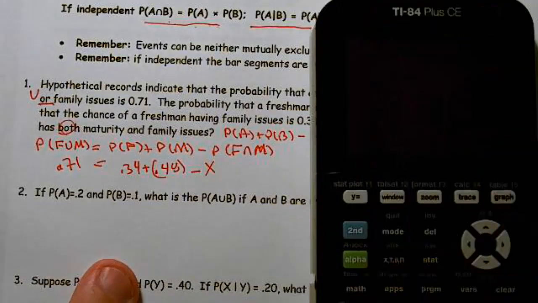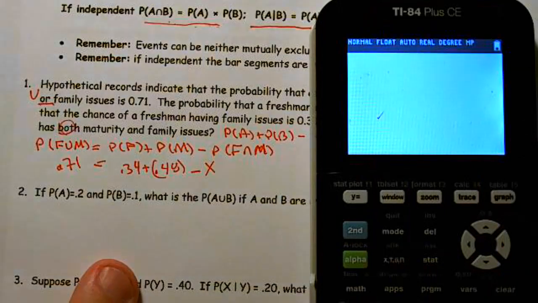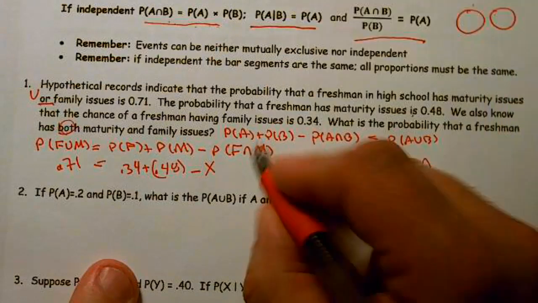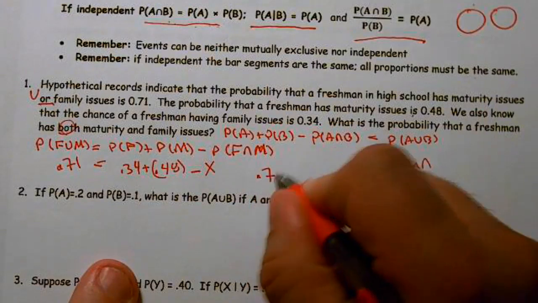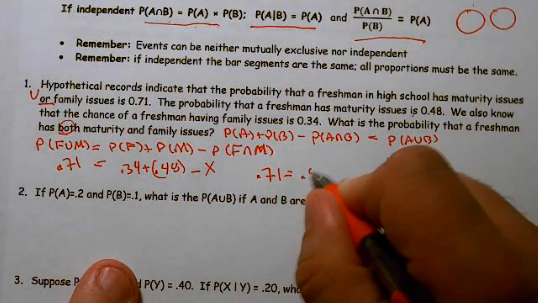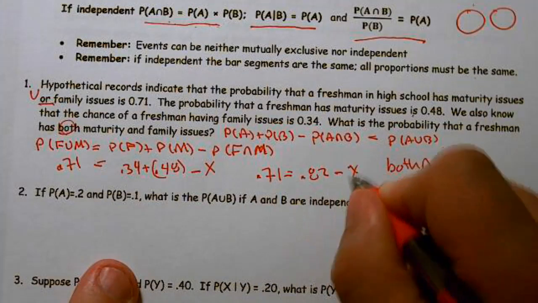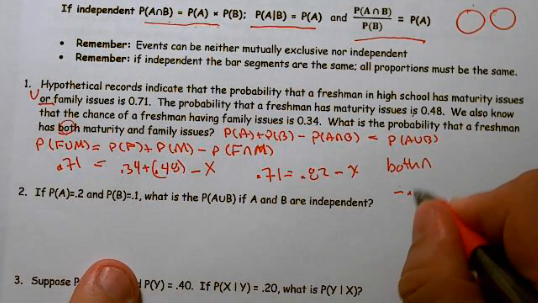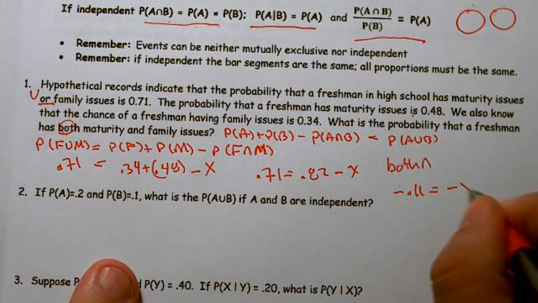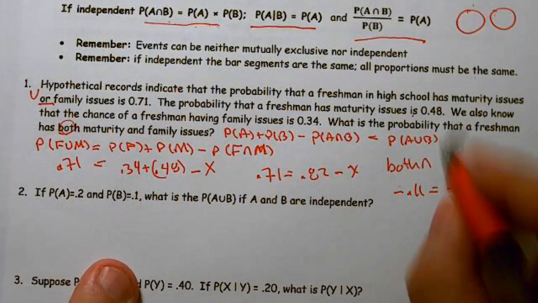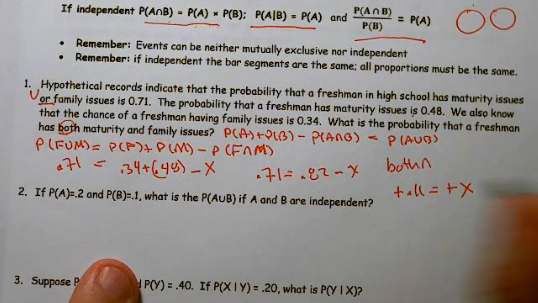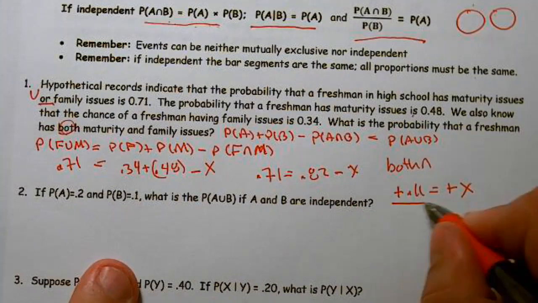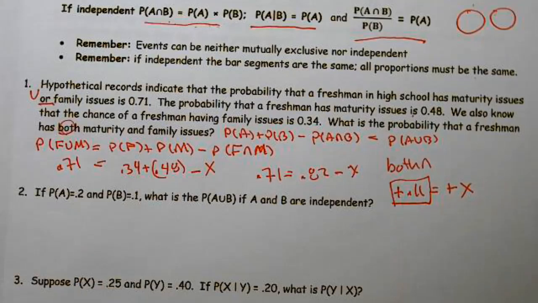These aren't exacts. So when I do this, I go, well, 0.34 plus 0.48. So I end up with 0.71 equals 0.82 minus x. Subtract 0.82, and I end up getting negative 0.11 equals negative x. So make both of them positive. The answer to my question is 0.11. There's a 0.11 probability.